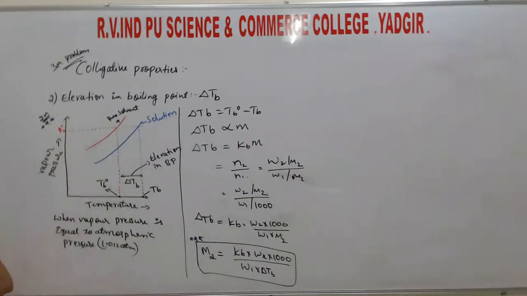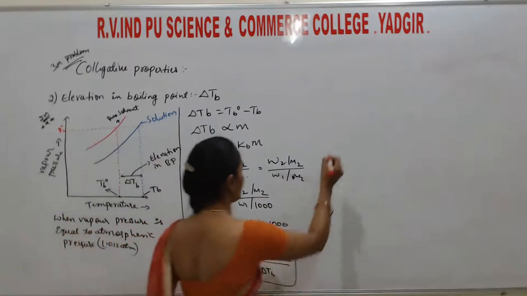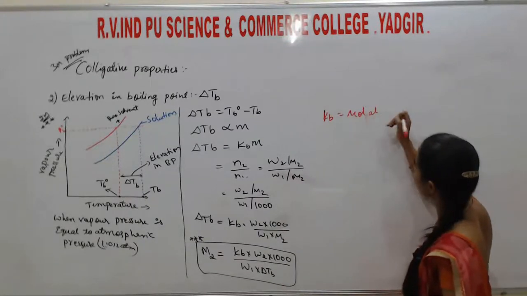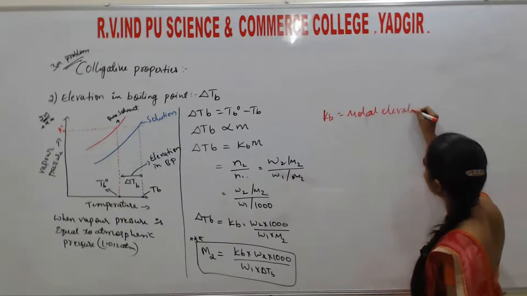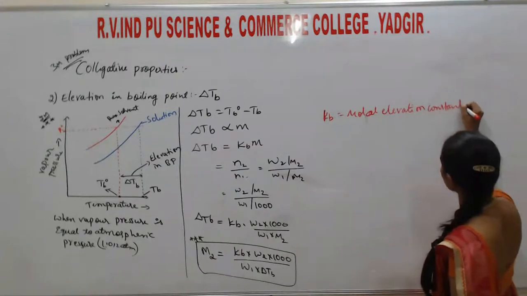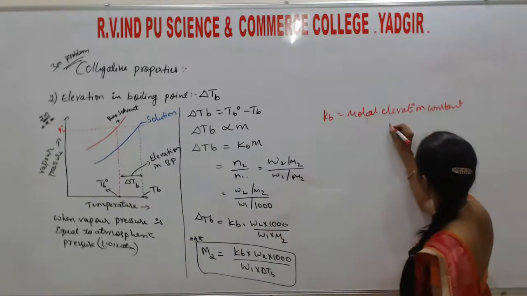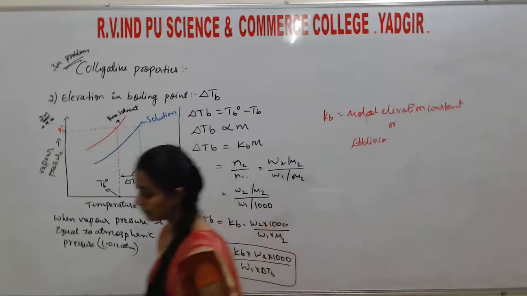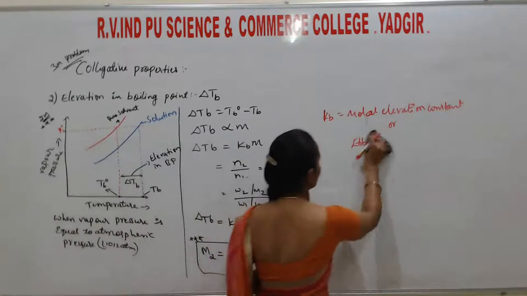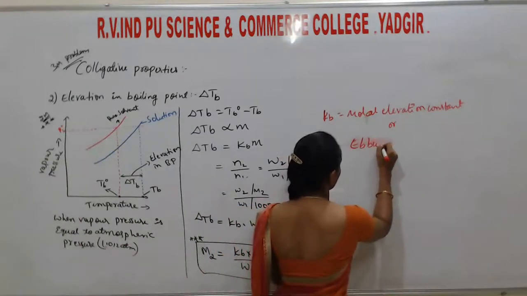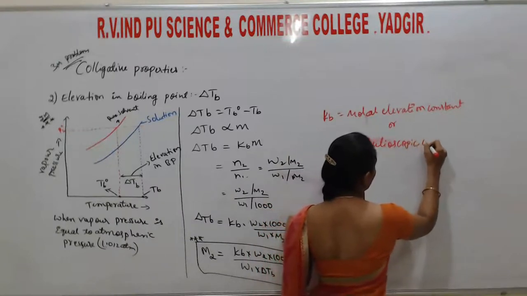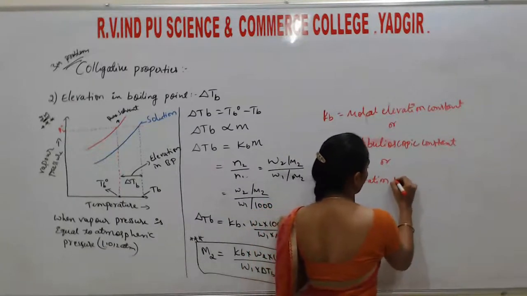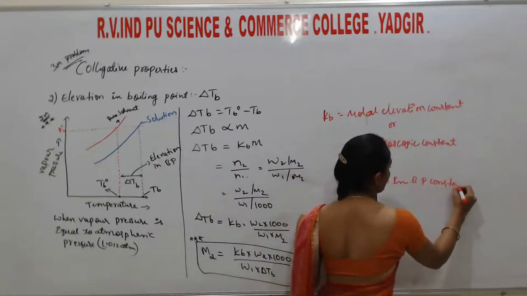Okay students, what is this KB? KB means the molal elevation constant, or ebullioscopic constant, or elevation in boiling point constant.